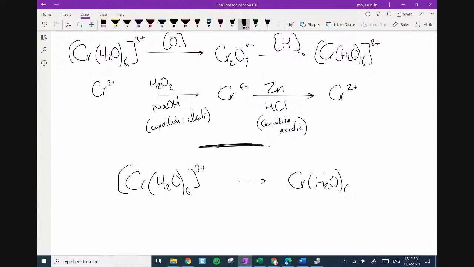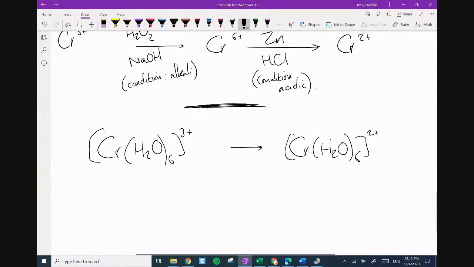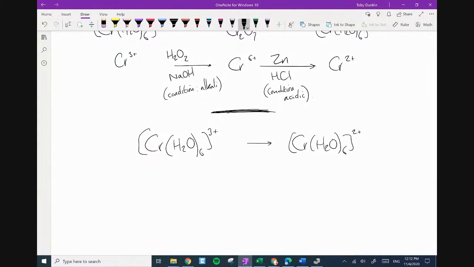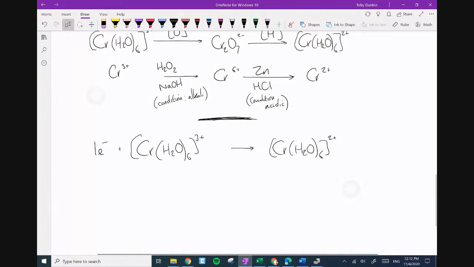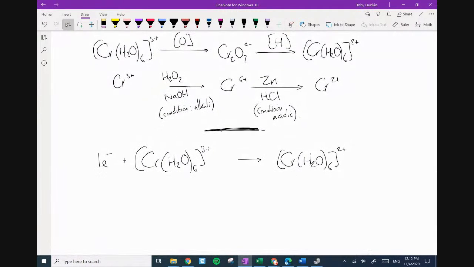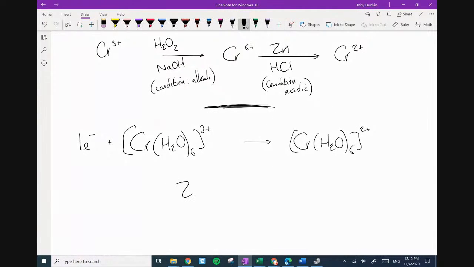The first thing we need to do is, this is a half equation. So we need to balance for atoms, balance for charge. Now, the atoms actually all balance. All we need to do is adjust for charge. So all I need to do is give that 1 electron. Now, where am I going to get that electron from? I was reducing it, so this is from zinc. So the zinc is going to go down to zinc 2+ and give me 2 electrons.